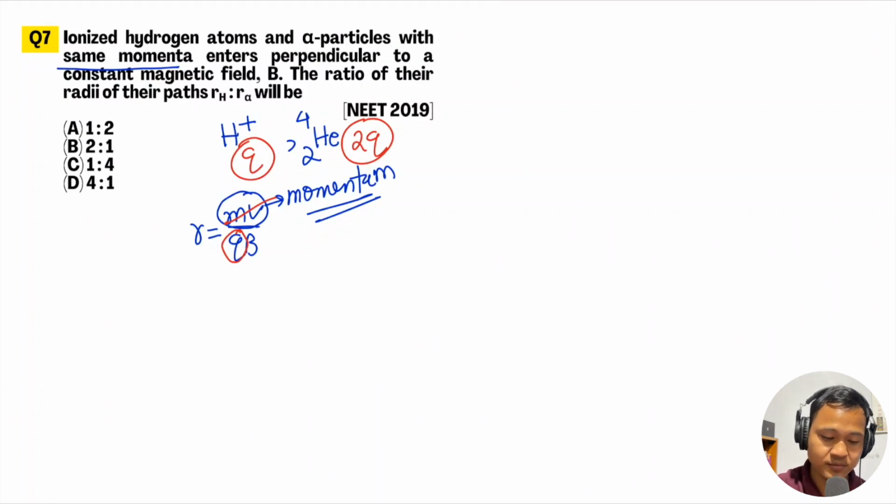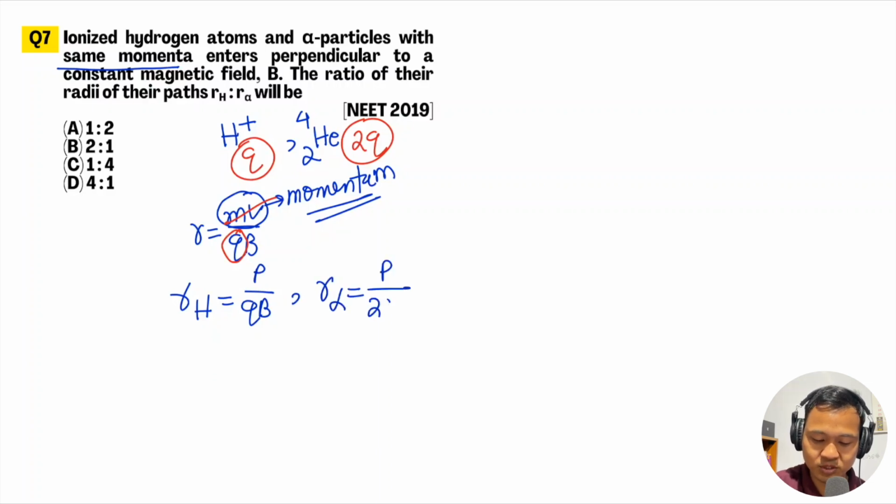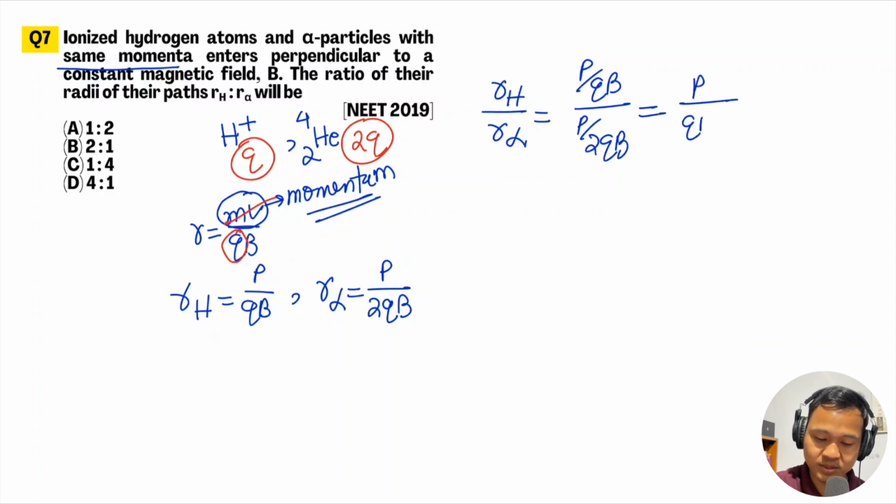So that means r of hydrogen is mv by qb. I know that p by qb. R of alpha is p by 2q into b. Ratio: RH divided by R alpha. So P by QB divided by P by 2QB. So everything gets cancelled out. I have 2 by 1. Okay, answer 2 is to 1.